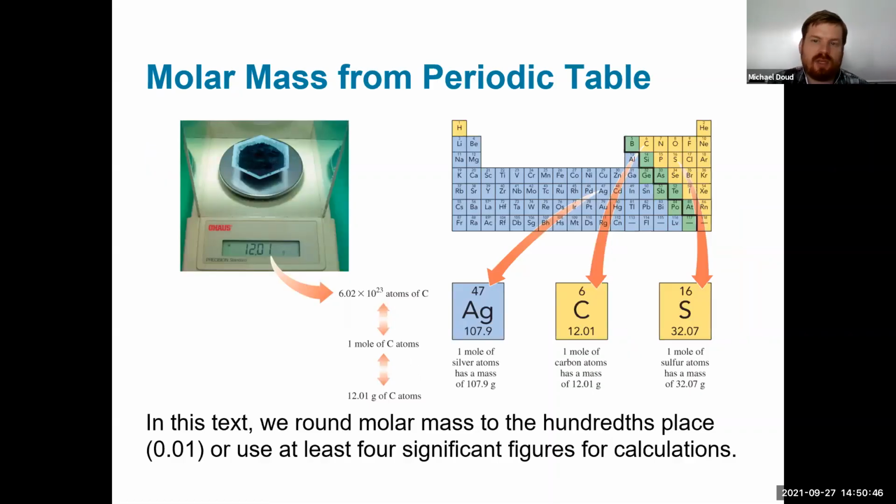Now, for our textbook and what we have on the periodic table for our tests, we round the molar mass to the hundredths place, or we use 4 significant figures when we have our calculations. So just so you know, that's how we get these masses here. They may differ a little bit if you have a different periodic table or you search it online. There may be more significant figures, but just for clarity, we try to keep it to the 2 decimal places.